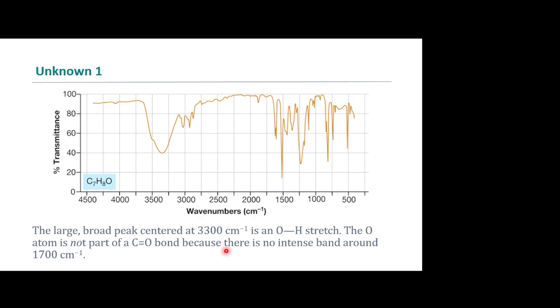Where do we look first? Above 1400. So we go up here. And what do we notice above 1400? Somewhere around 3,300, this one right here. We got a real strong, real broad peak, right? What does that tell us?